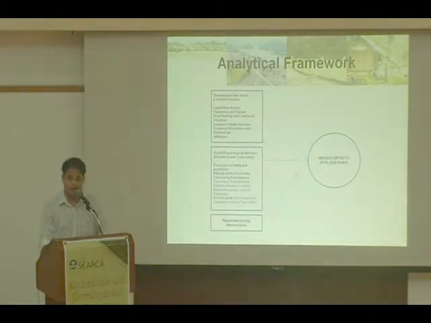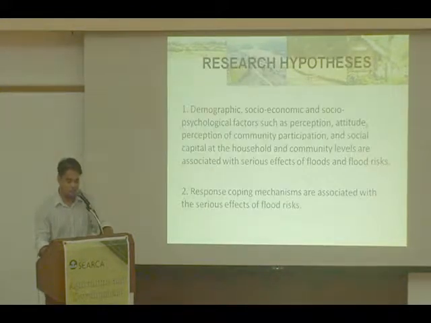So I tried to modify my analytical framework that will simply be highlighted this afternoon: the demographic and socioeconomic factors, the social psychological behaviors, as well as the response coping mechanisms associated with the serious effects of flood risks. So I came up with two research hypotheses: that the demographic, socioeconomic, and social psychological factors, such as their attitudes, perception of community participation, and social capital of the household and community levels, are associated with the serious effects of flood risks. And at the same time, when they're able to manifest certain forms of response coping mechanisms, perhaps they could also be associated with the serious effects of flood risks.